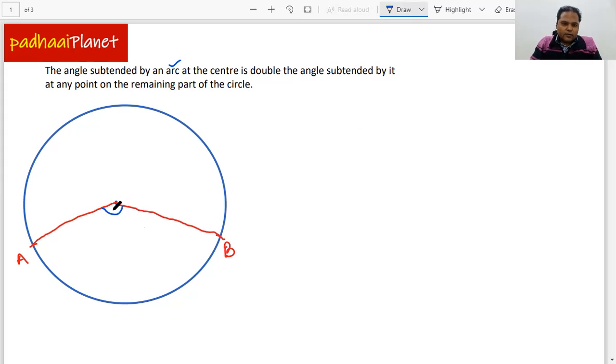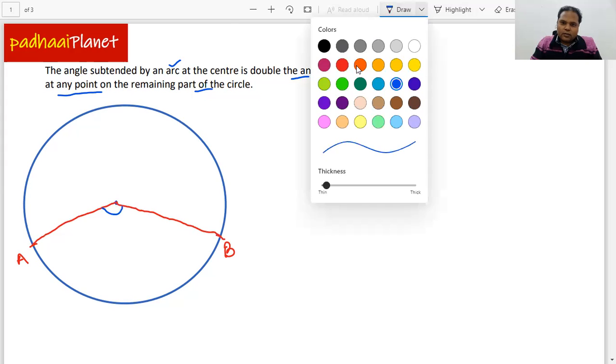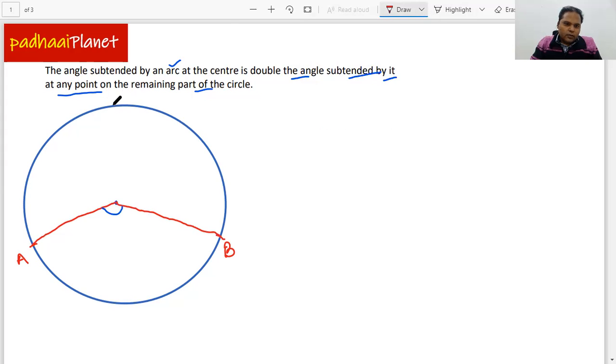Now, it is also saying that this angle is double the angle which is subtended by the same arc at any point on the remaining part of the circle. So at any point on the remaining part of this circle, right? So let's consider that any point which they are referring, on the remaining part of the circle. So it has to be on this part of the circle, right?